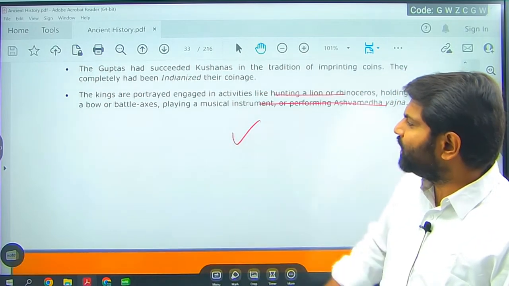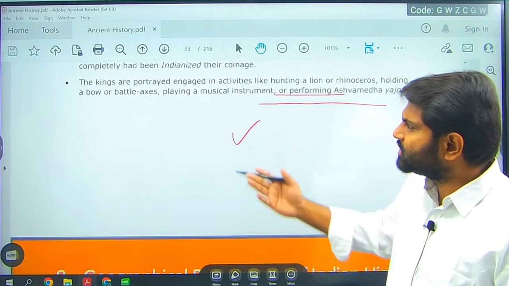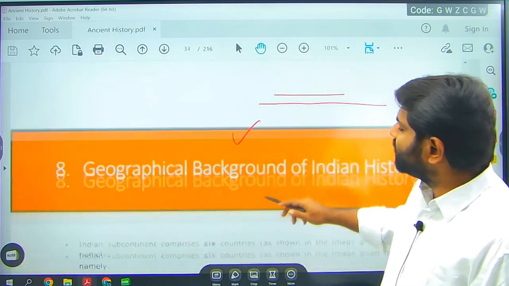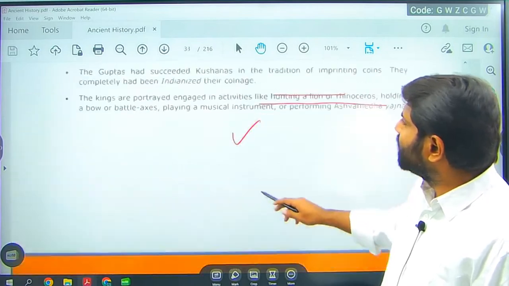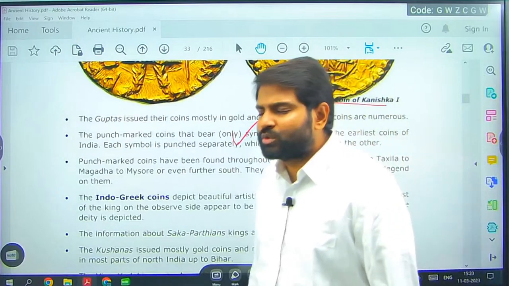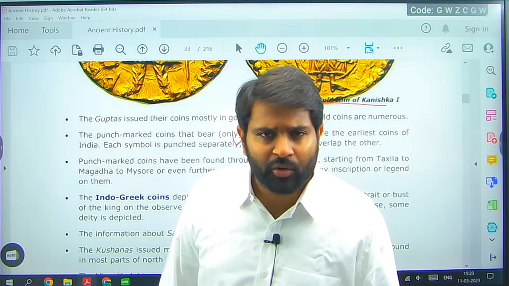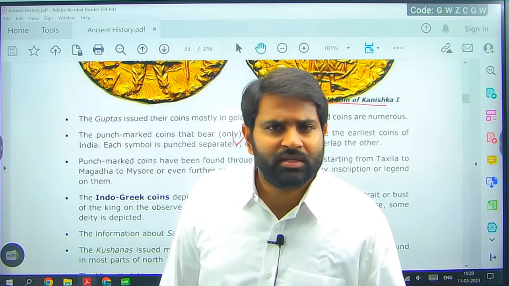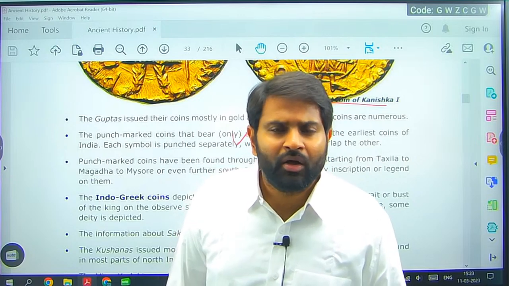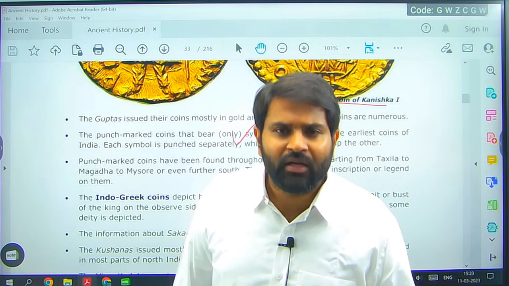The kings are portrayed engaged in activities like hunting lion and rhinoceros, holding a bow and battle axes, playing a musical instrument like the sitar or veena, and performing the Ashwamedha Yajna. Likewise, many coinages were there, especially when we talk about numismatics, Indo-Greeks, Parthians, Kushanas, Guptas. The types of coins were silver, copper, gold. Kushanas minted more gold, and Guptas also minted gold coins.